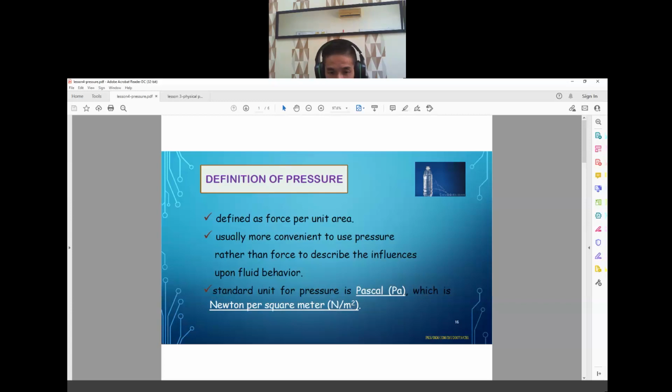Newton over meter square. So you need to ensure the force will be in Newton, and the area will be in meter square. Otherwise, you need to do some conversions. Another form you can describe this: Newton over meter square is Pascal, Pa. So that will be the general form of the definition for pressure.